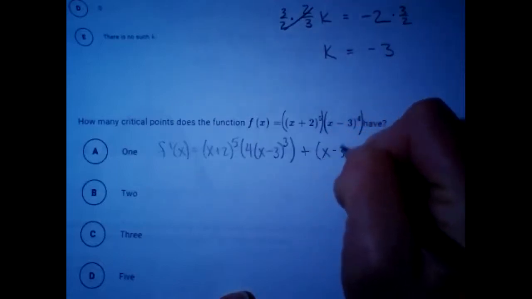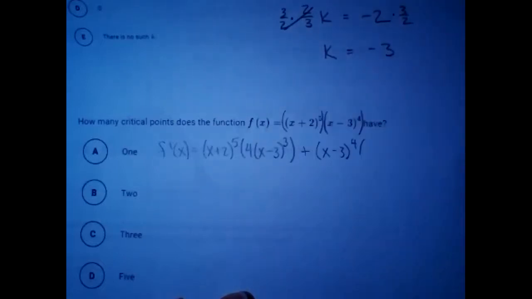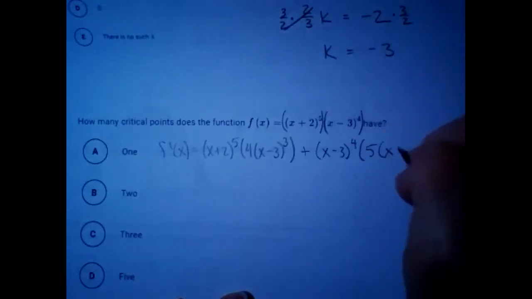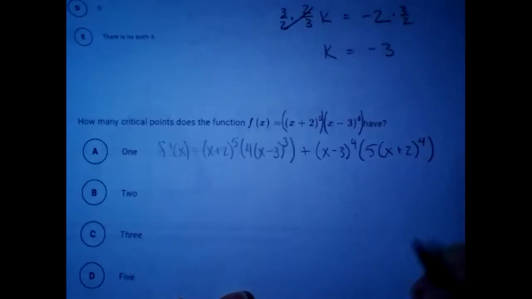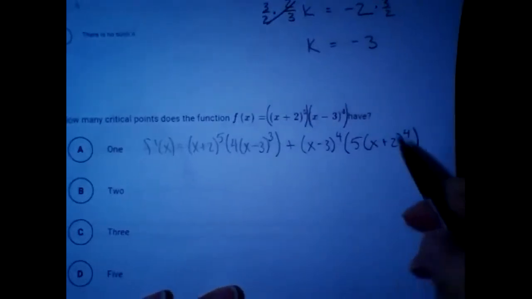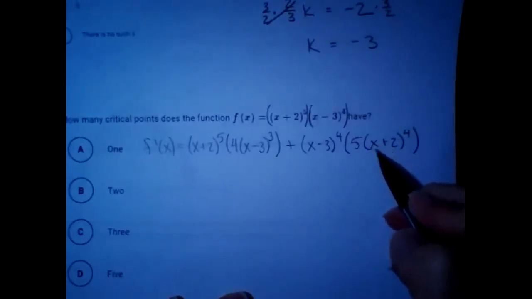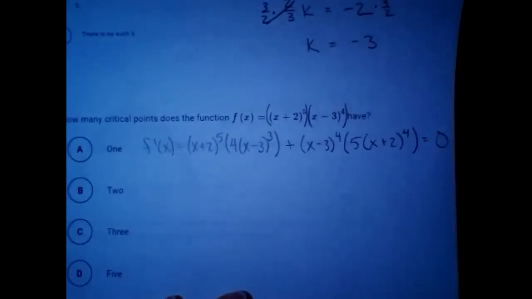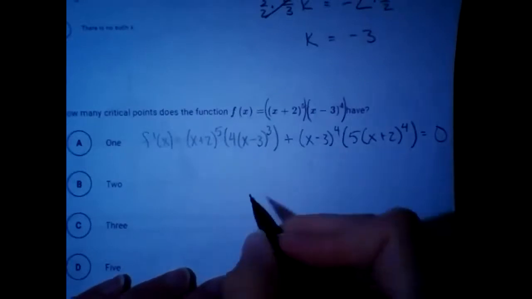All right, plus the second function times the derivative of the first. So bring down the 5. It's going to drop to a 4. And same thing, there is a chain rule, but the derivative of x plus 2 is just 1, so I'm not going to write it. So we're going to set that equal to 0 and then factor it.